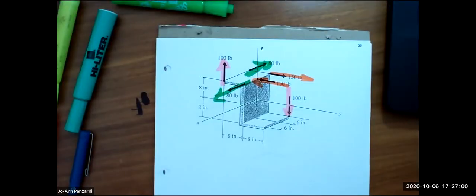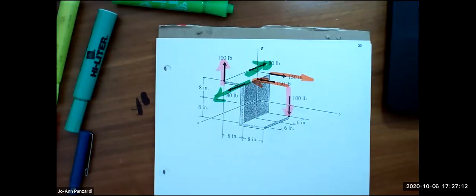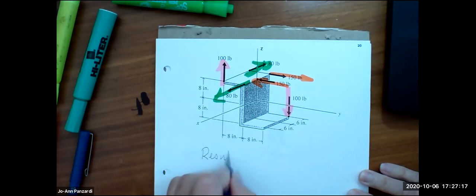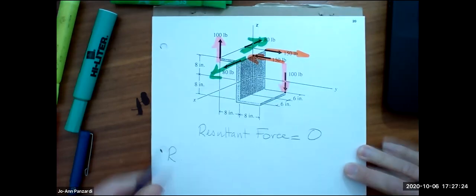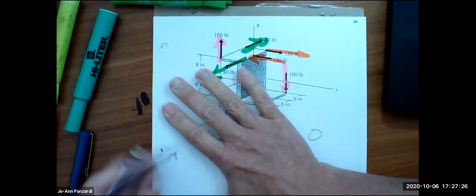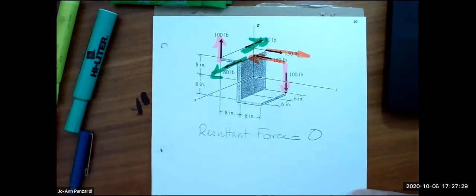Mackenzie, are there any lone forces? No, not that I see. Okay, no. So that means the resultant force is what, Mackenzie? 0. Okay, now we're trying to find the resultant moment. So we're going to do the resultant moment.